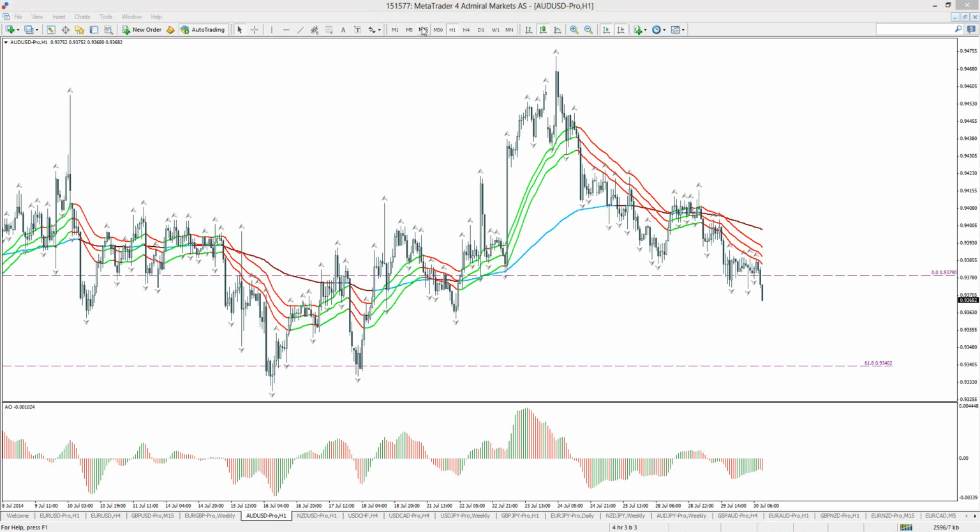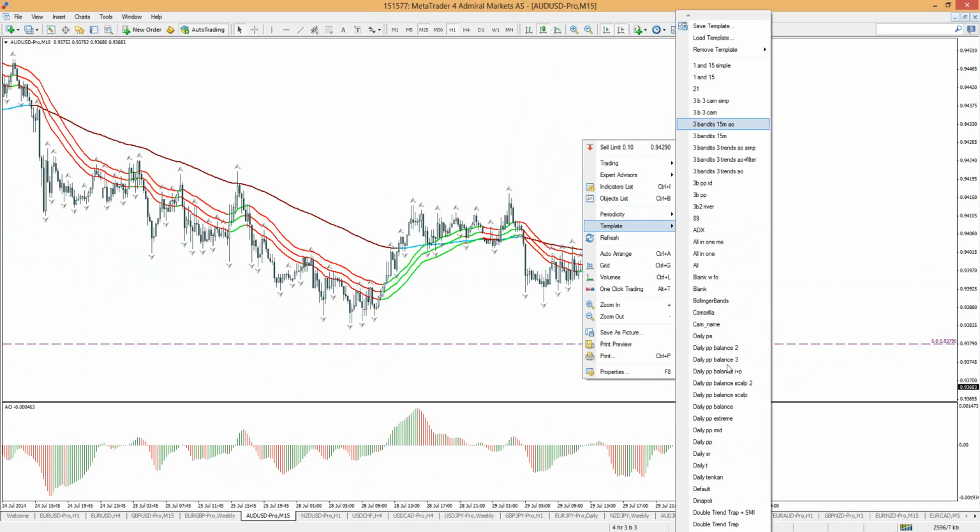Alrighty, so back to the 15. Let me quickly put on, for intraday trading, let me add the Camarilla now, because I'm curious about the intraday levels here.